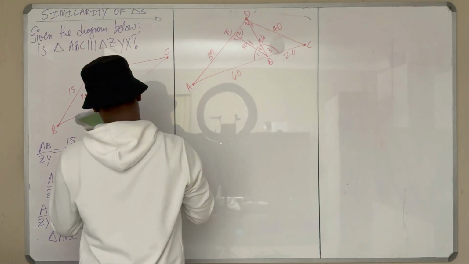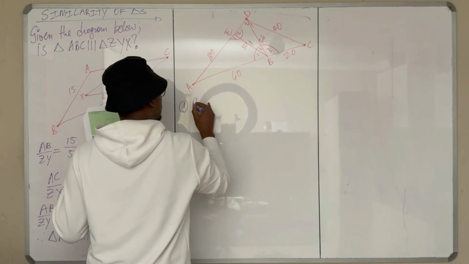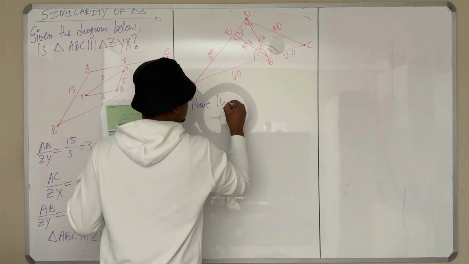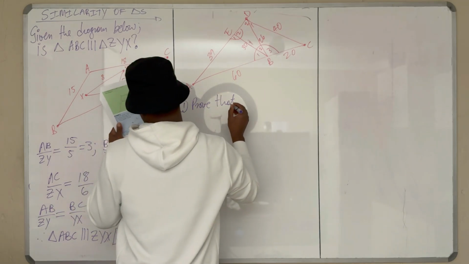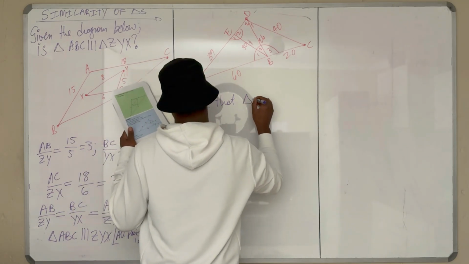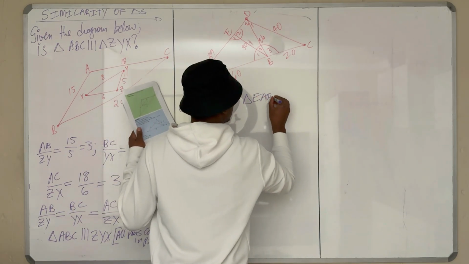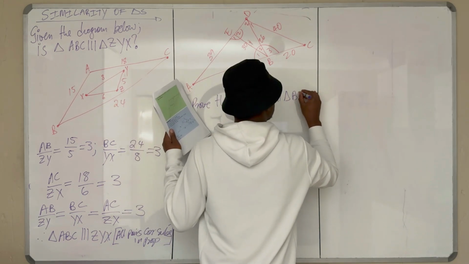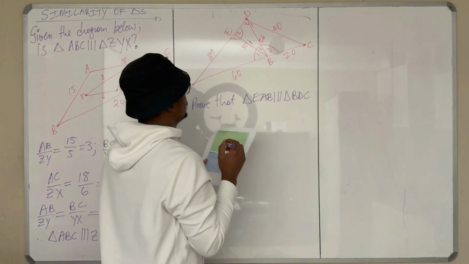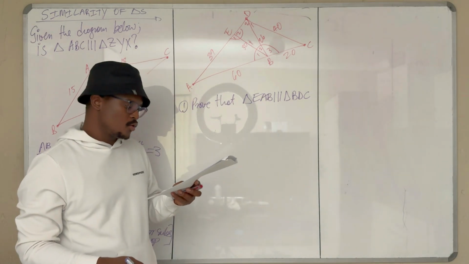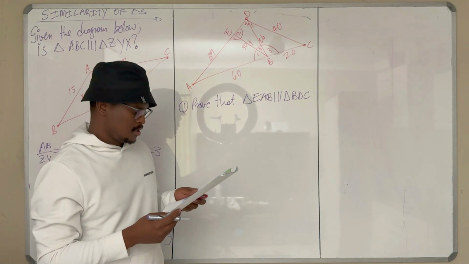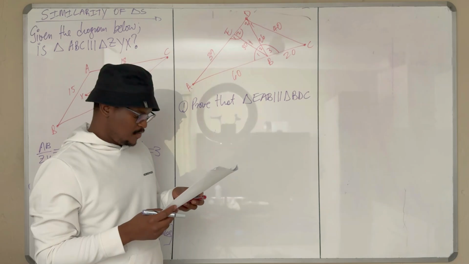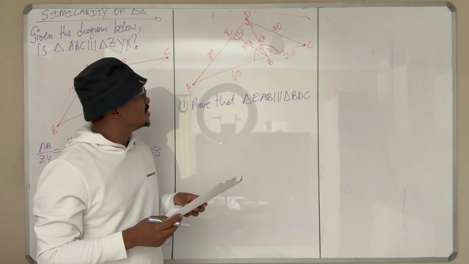So they're saying here, prove that triangle EAB is similar to triangle BDC. Can you see this? Yes. So they're saying that we must show that triangle EAB is similar to triangle BDC.